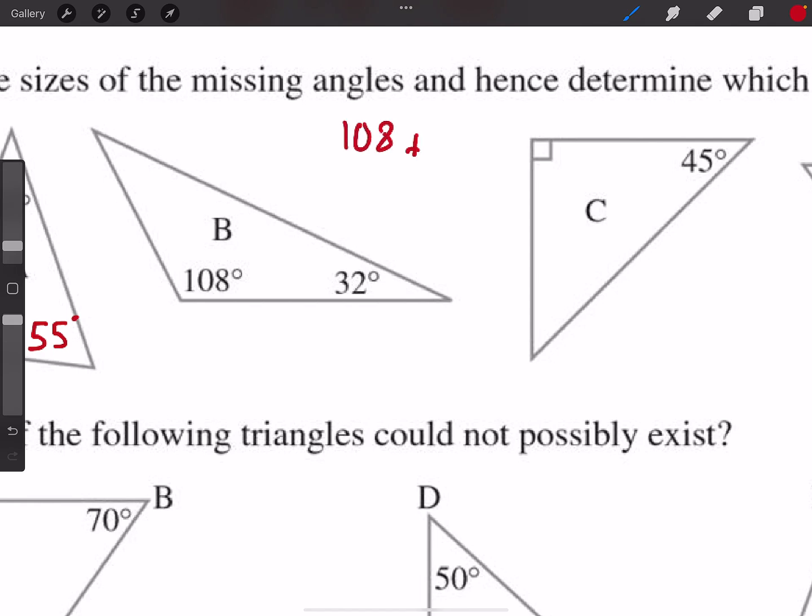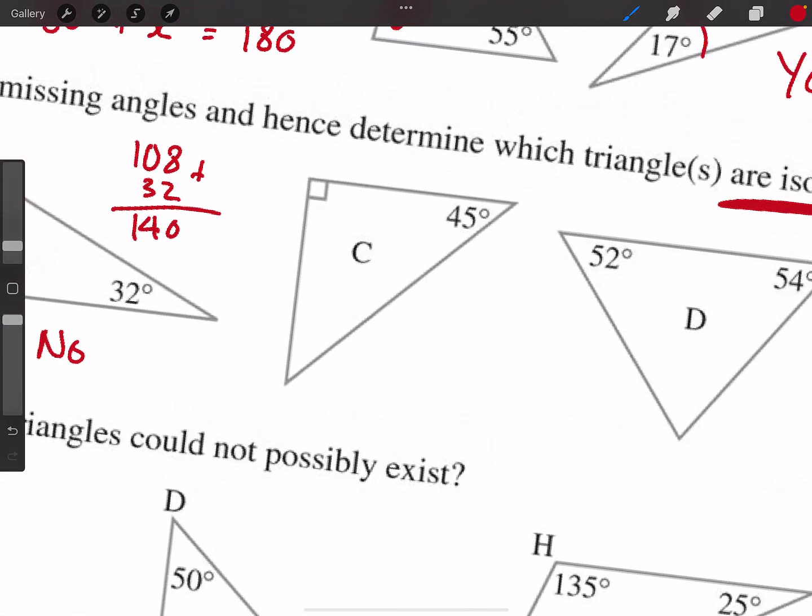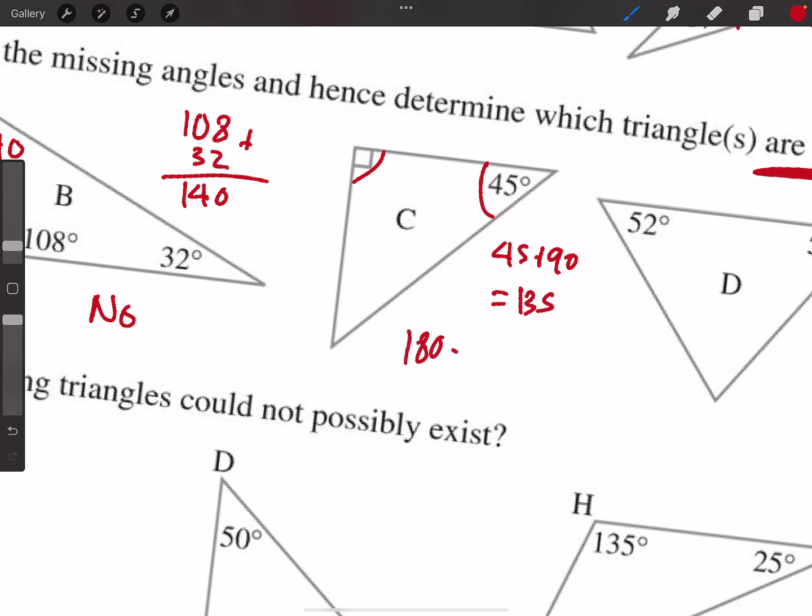Next one, let's try this one. 108 plus 32 makes 140, and 180 take away 140 is 40. So do you have any angles the same? No, they're not. All right, this one here. Okay, you got 45 and 90, so 45 plus 90 is equal to 135. 180 take away 135 is equal to 45 degrees, so therefore this remaining angle must be 45 degrees. Is this an isosceles triangle? Yes, you got two angles that are the same, so therefore yes.